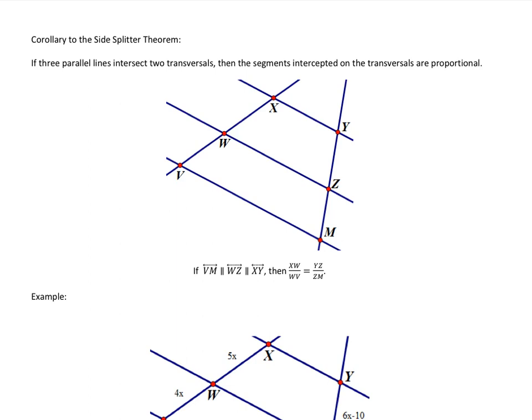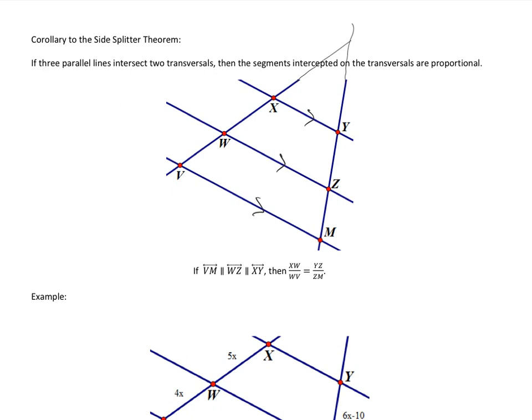We can take the side splitter theorem and we can extend it. If I've got 3 parallel lines intersected by 2 transversals, then the segments intersected are proportional. So basically, do you guys see how these 2 lines, if I extended them, would eventually cross to make a big old triangle? We've essentially got the side splitter theorem happening here, but twice, right? So if this line is parallel to this line is parallel to this line, then VW over WX is equal to MZ over ZY. These sides are in proportion again.